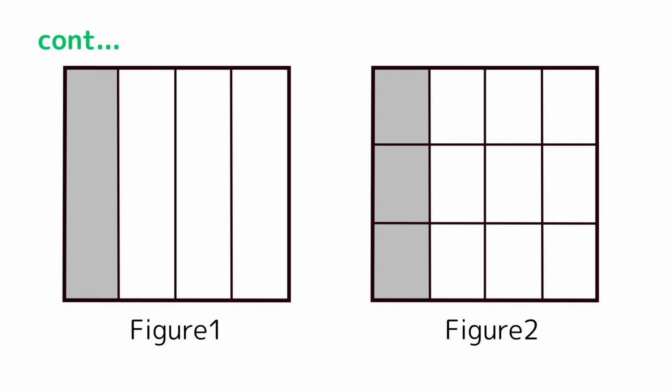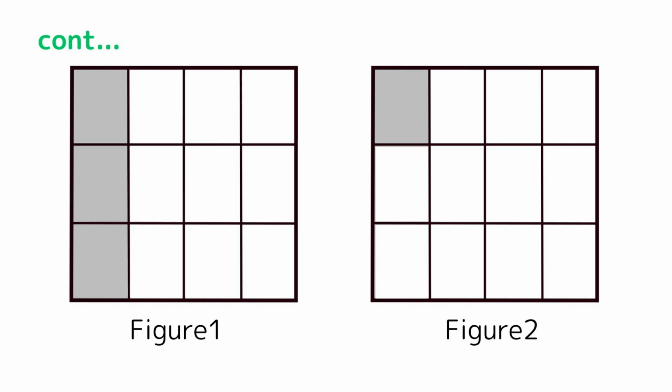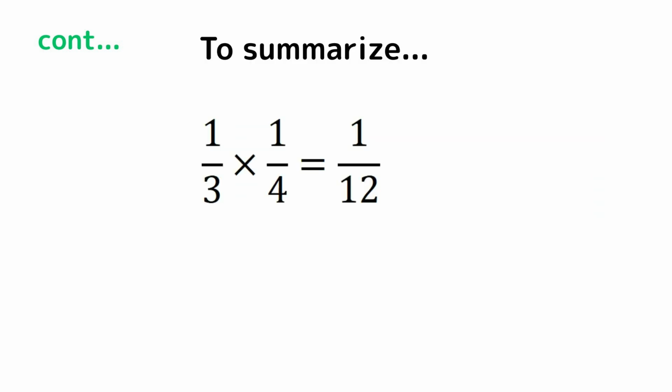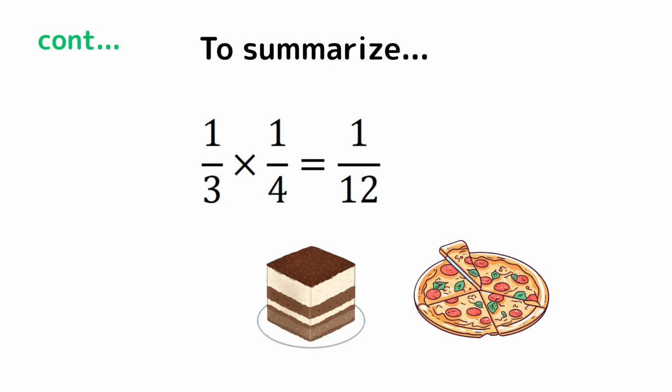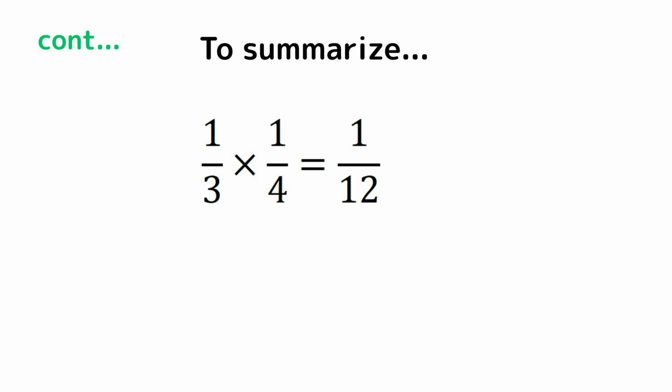Let's think about using figures of a square. Please look at this figure. 1/4 is one part of a square divided into 4 equal parts. From that, we take out one part divided into 3 equal parts. The amount we take out is one part of the original square, which is divided into 12 parts. So, 1/3 times 1/4 equals 1/12. You can think of it the same way with cake or pizza. In this way, multiplying fractions is a calculation to take out the proportion of a proportion.